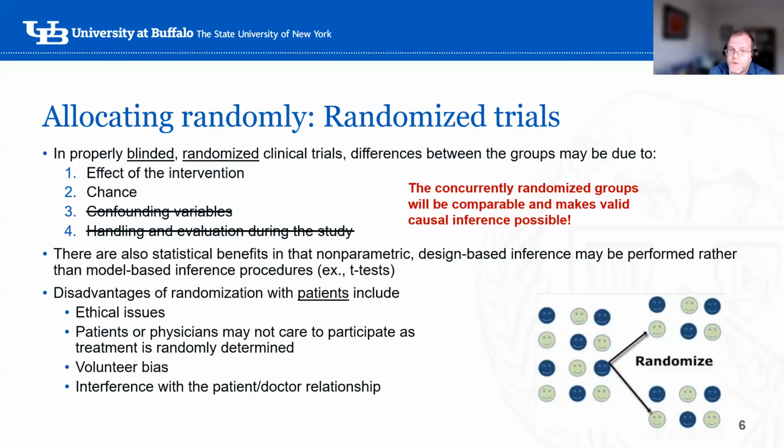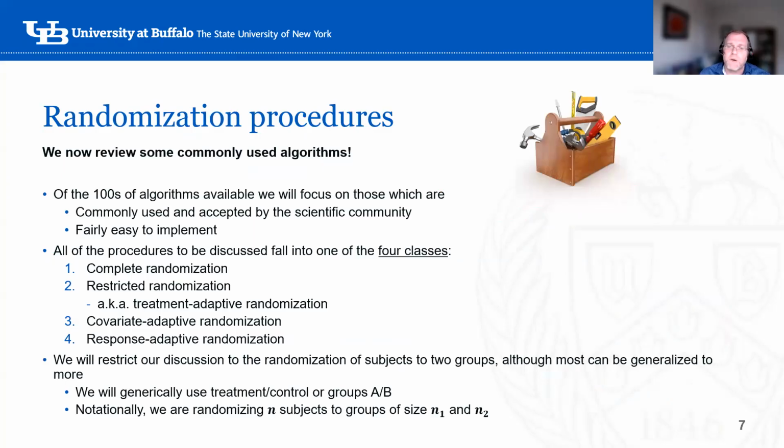There are ethical issues. You may be dealing with patients or physicians that might not want to participate in your trial. You have this idea of volunteer bias. Generally, people that volunteer for trials are different than those that do not. And so that creates a bias when I think about generalizing to my population. And then there are a lot of issues around interfering with the patient-doctor relationship, because I am randomizing the treatment to the individuals. So what we're going to do today is review some of these randomization procedures.